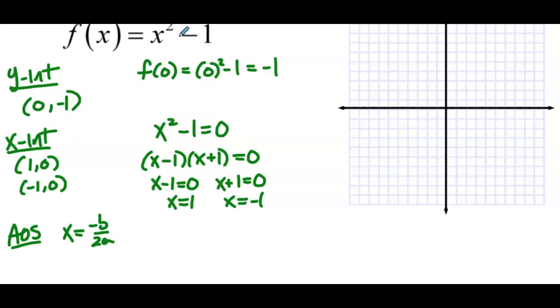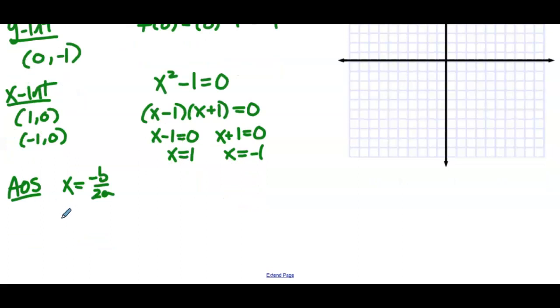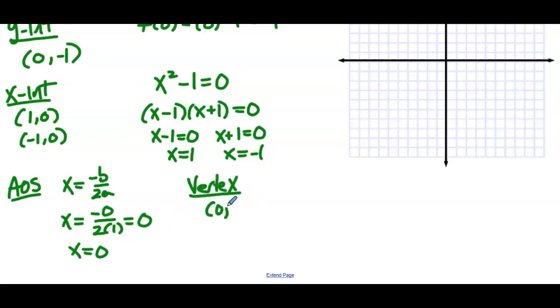So in this case, there is no x term, so b is 0 and a is 1. So we have x equals negative 0 over 2 times 1, which is 0. So our axis of symmetry is x equals 0. So then we can use that to find the vertex. Well, if x equals 0, we've already found what that y value is because that's the y-intercept. So 0, negative 1. So in this particular case, the vertex and the y-intercept happen to be the same point.